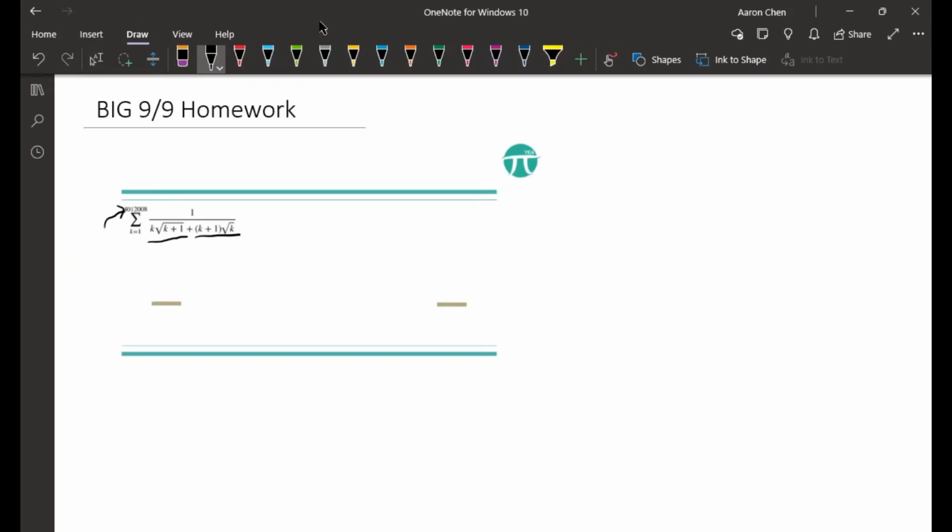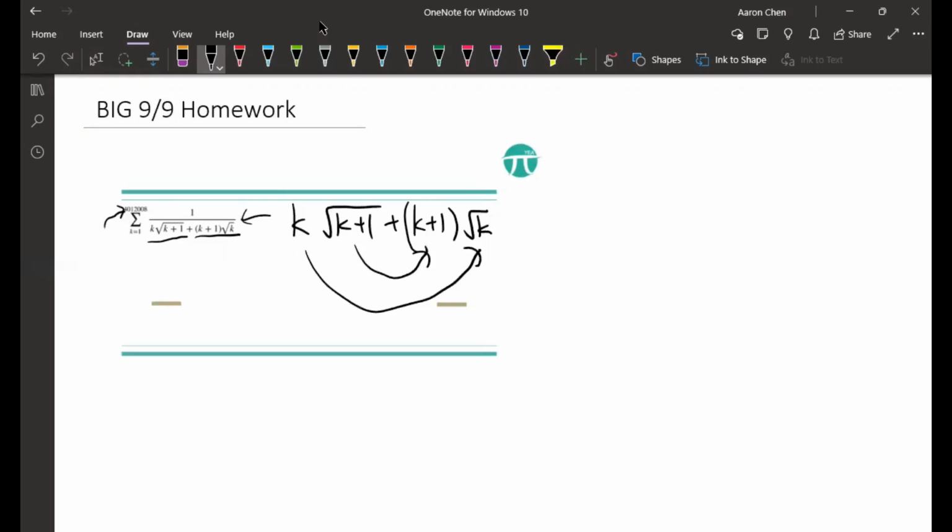So the topic for this lecture was telescoping. So as usual, we are going to have a telescoping method to solve this problem. So you can see that the denominator is k times the square root of k plus 1 plus k plus 1 times the square root of k. So you may notice that these pairs match up. And so you can extend this further by factoring out the square root of k times k plus 1. And so then what you have left is the square root of k plus the square root of k plus 1.